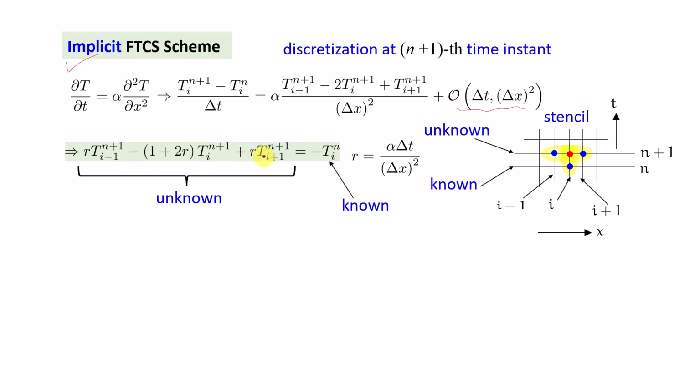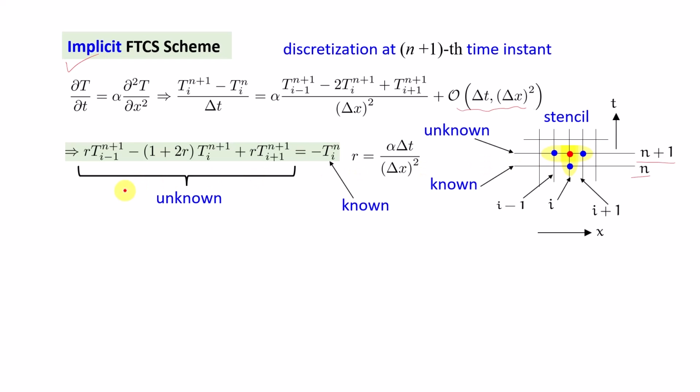So you can see that we have three unknowns in this equation. That's the problem now. Earlier we had only one unknown, and we were calculating that. So what are we going to do with these three unknowns? Here of course r is alpha delta t by delta x square. If you look at the stencil, here we are calculating this red dot based on these three blue dots. Among these three blue dots, only one blue dot is at the nth time level. The other blue dots are at the n plus 1th time level. Therefore, we have a problem here: how to solve it.